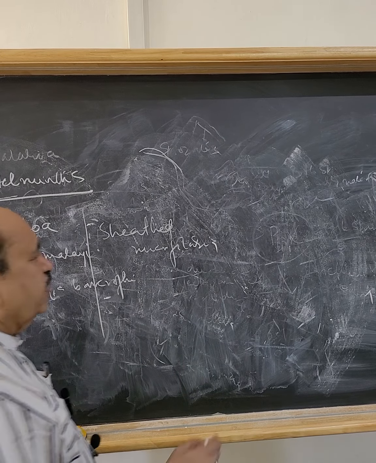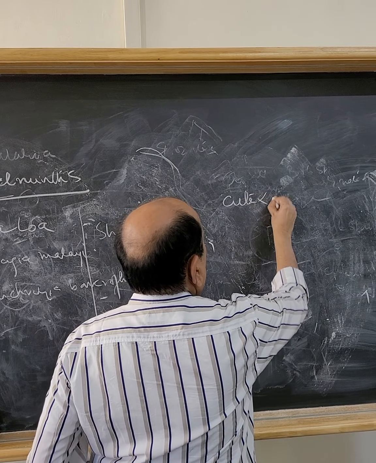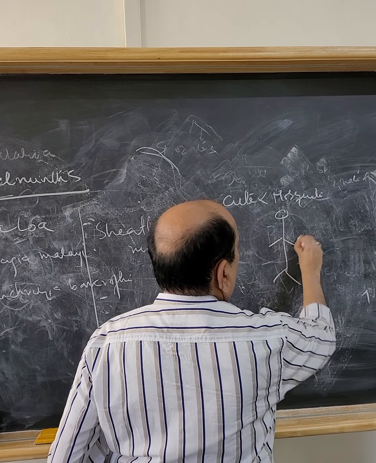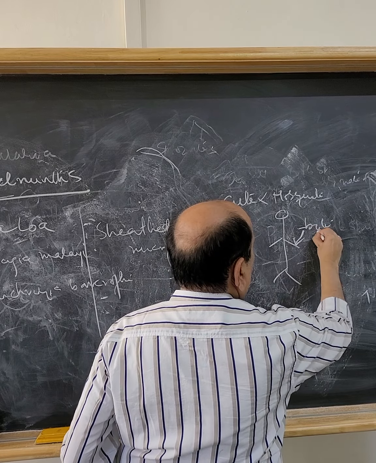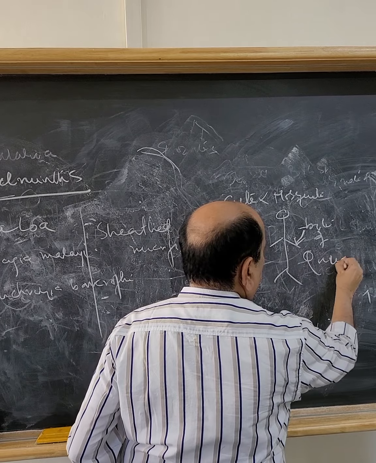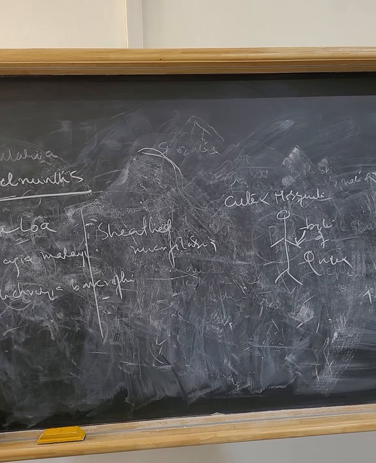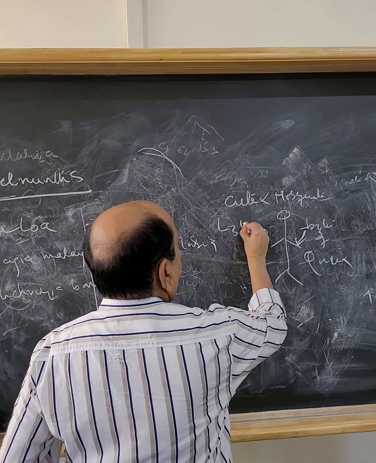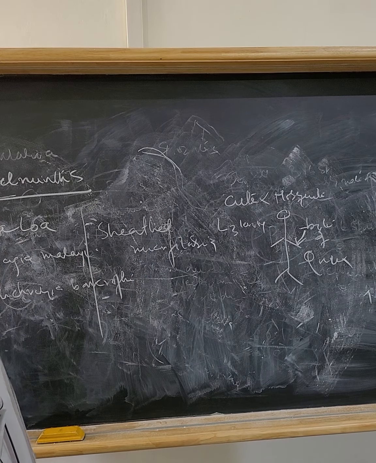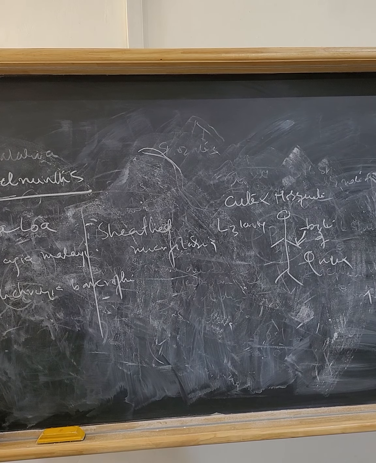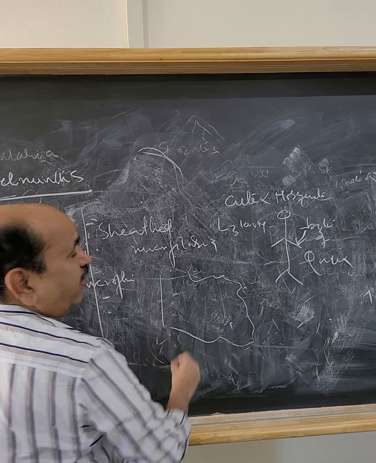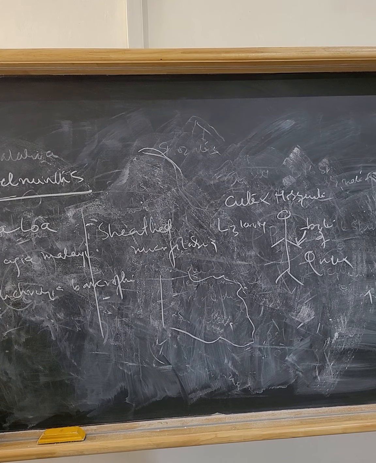So, life cycle: man gets infected by the bite of the Culex mosquito, Culex fatigans. The infective form is the L3 larva. The habitat of this parasite is lymphatic channels and lymph nodes, and the drainage of the lower limbs gets blocked. The leg becomes swollen and looks like an elephant leg. It is also called elephantiasis.